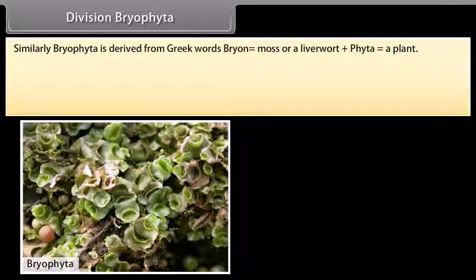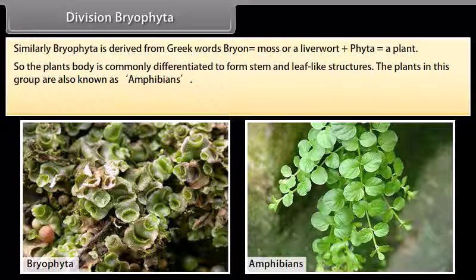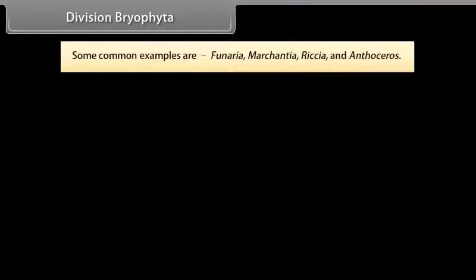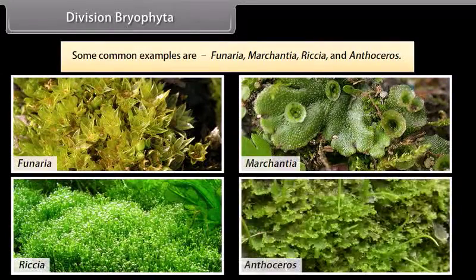Division Bryophyta. Similarly, bryophyta is derived from the Greek words bryon, which means moss or a liverwort, plus phyta, which means a plant. So the plant's body is commonly differentiated to form stem and leaf-like structures. The plants in this group are also known as amphibians of the plant kingdom. There is no specialized tissue to conduct water and minerals. Some common examples are Funaria, Marchantia, Riccia, and Anthoceros.